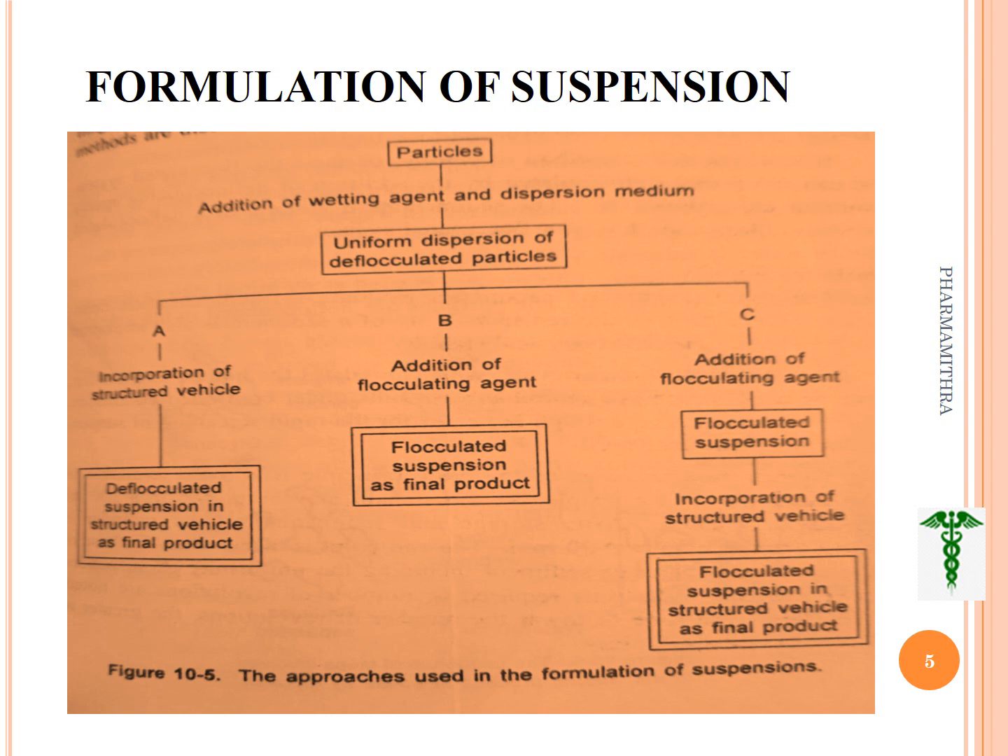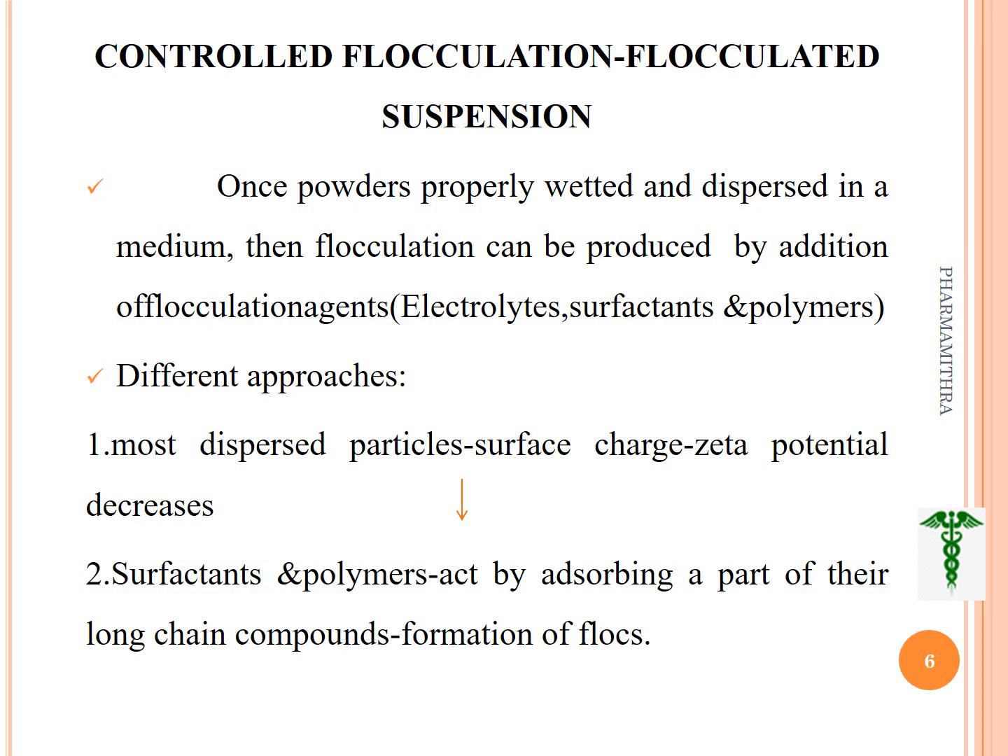And C is a combination of A and B. First of all, we add a flocculating agent, and we get a flocculated suspension. Then we incorporate a structured vehicle, and we get the flocculated suspension in a structured vehicle as the final product. So these are the various formulation approaches of suspension. Next, we think about how we can make a controlled flocculation or flocculated suspension. There are various ways, by adding various flocculating agents.